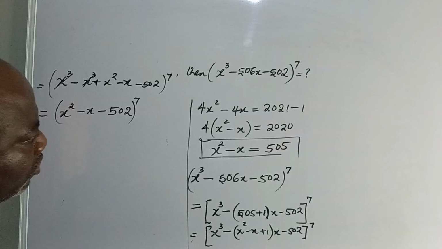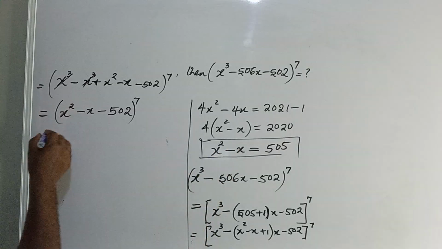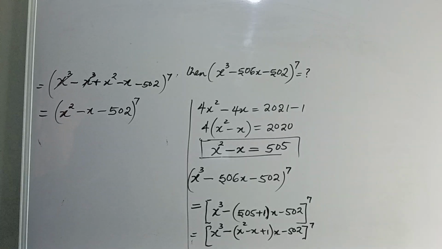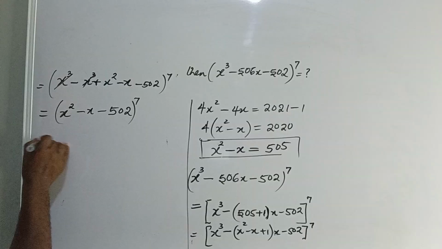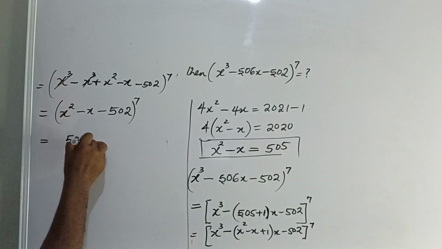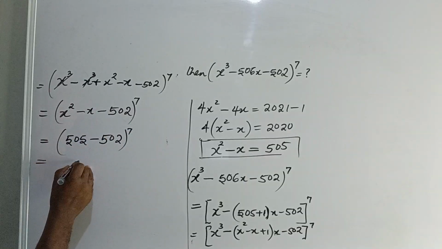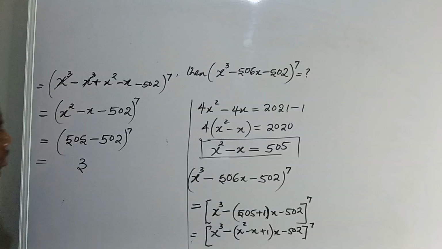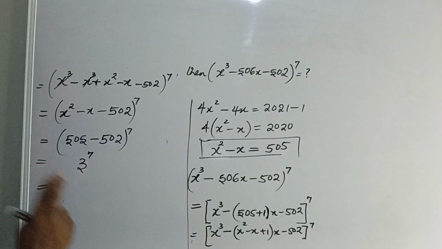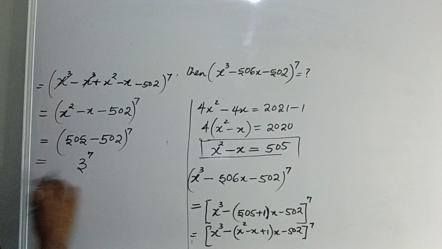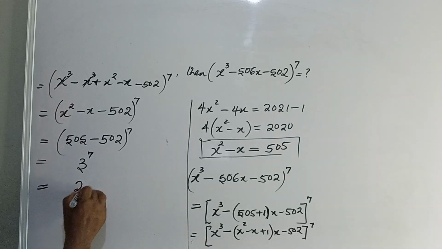I'm going to make a further substitution for x squared minus x, and that will give me (505 minus 502) all to the power of 7. 505 minus 502 is 3. Then 3 to the power of 7: I know that 3 to the power of 4 is 81, and 3 to the power of 3 is 27. 81 multiplied by 27 will give me 2,187. So there you have it, guys.